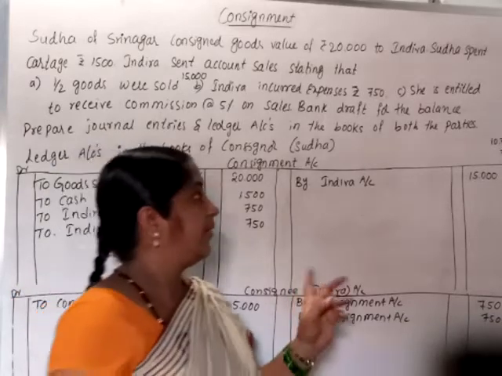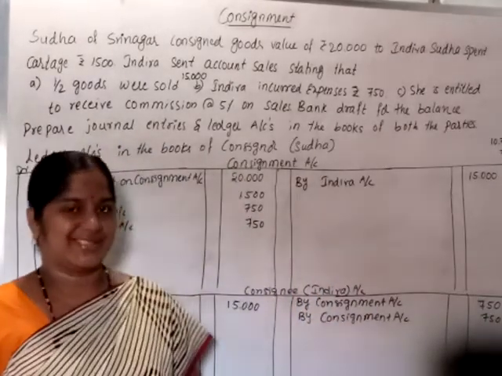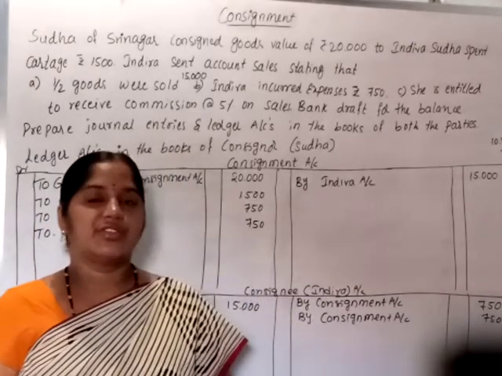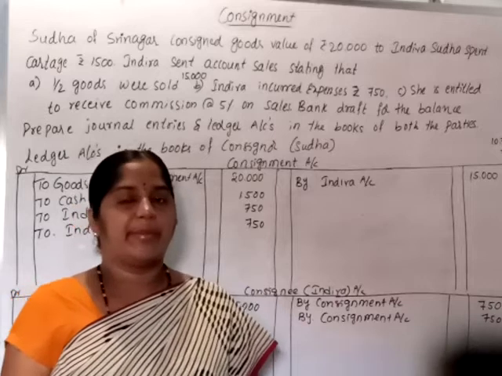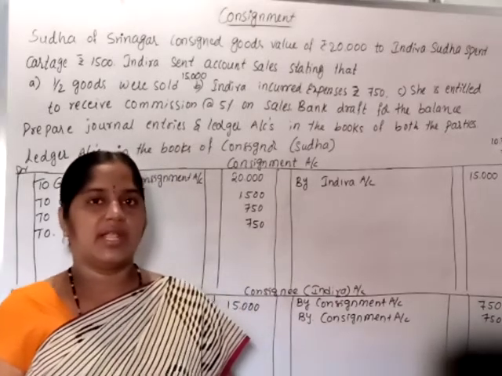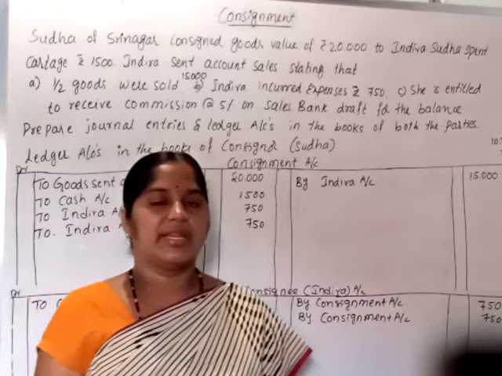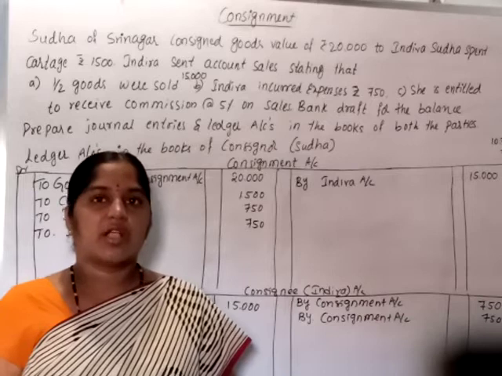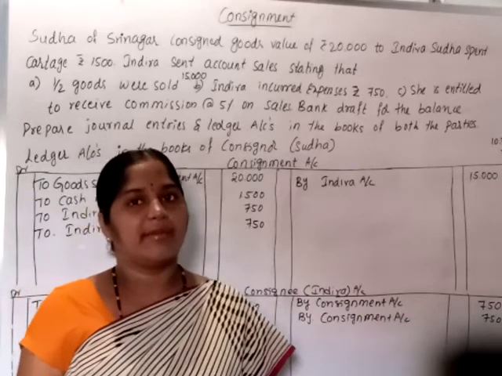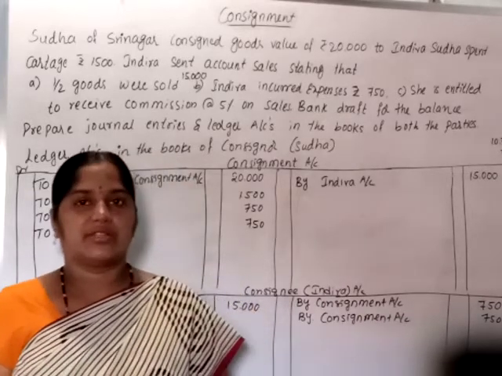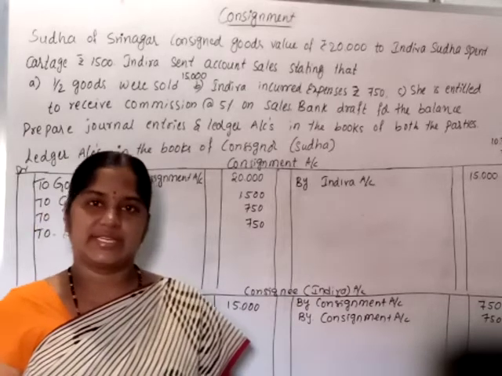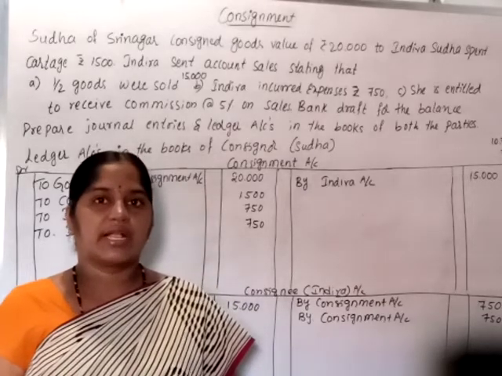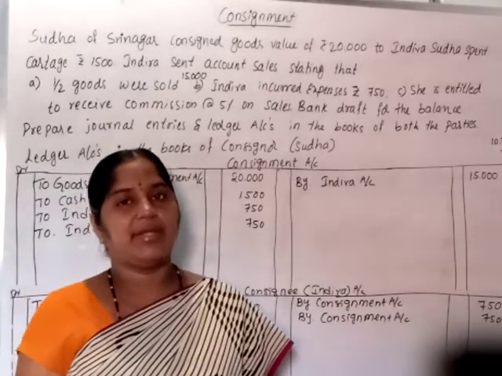Here one more point we forgot. What is that? Unsold stock. Yes. In this problem we have unsold stock. Okay. For the unsold stock we should write an extra entry when you compare with the previous problems. So what is the extra entry that will appear in case of the unsold stock? The journal entry is consignment stock account debit to consignment account. Okay. For the unsold stock we should write one more extra journal entry.